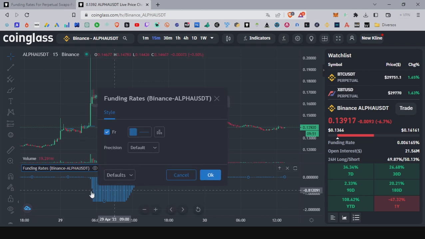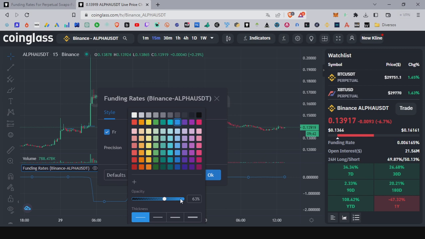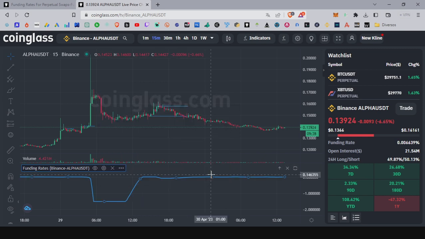And for me, it's really difficult to analyze the histogram. So I prefer to use lines, okay? And I make it a little bit stronger, okay? Just like this. It's just a visual thing. You can do it whatever you like.